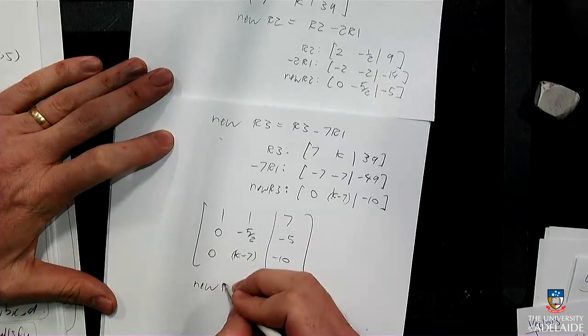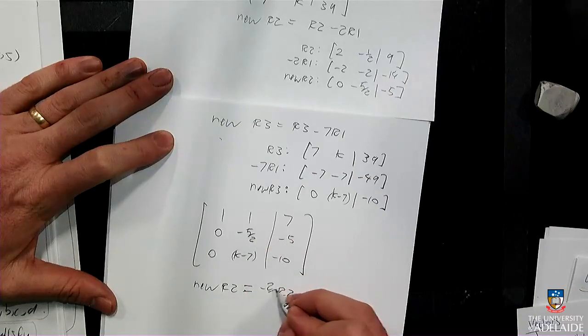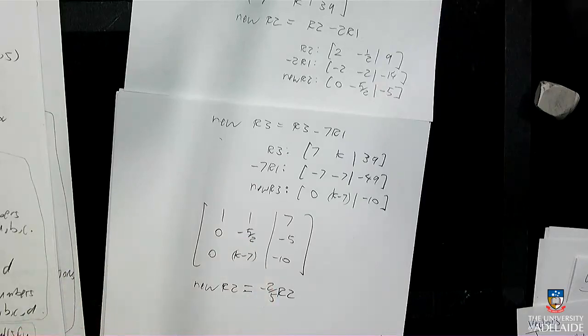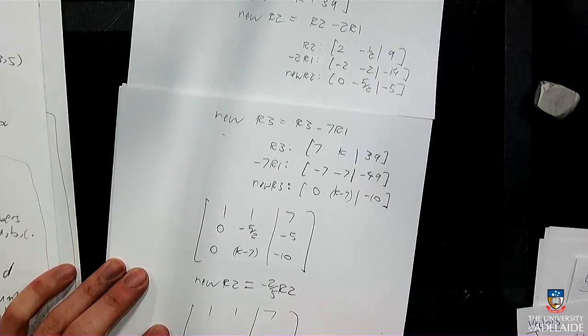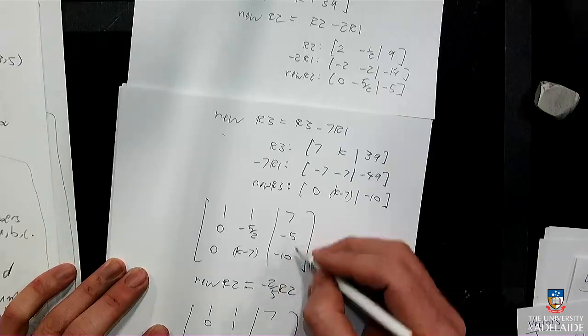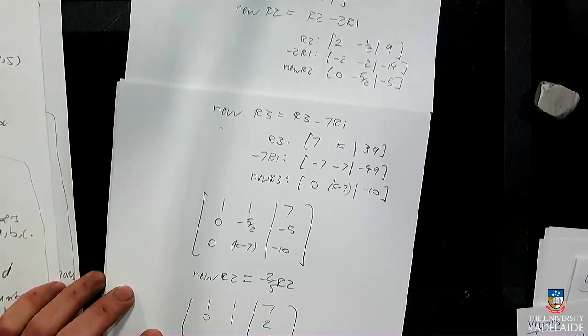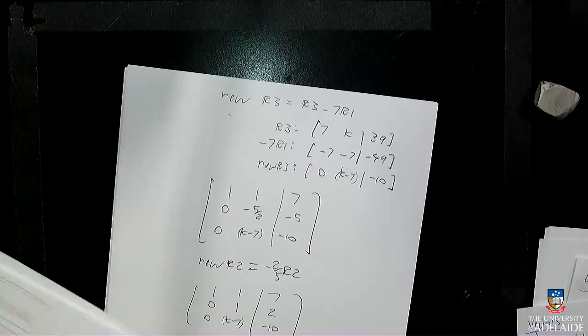So my new row 2, if I multiply this by minus 2/5, then that will produce a 1, because minus 5 over 2 times minus 2 over 5 would give me the minus minus, 10 over 10, which is plus 1. So we should get 1. So minus 2 over 5, so that'll be 2. Okay. This is interesting. This is interesting.